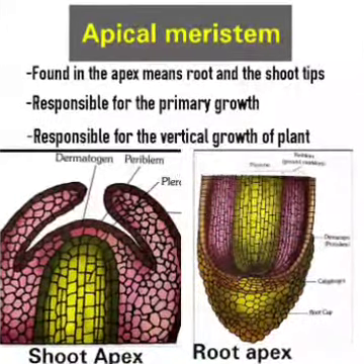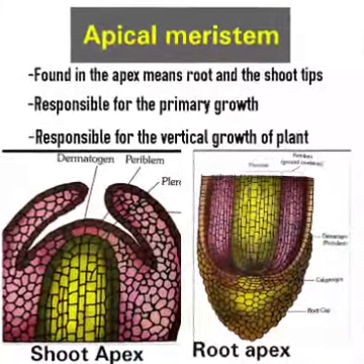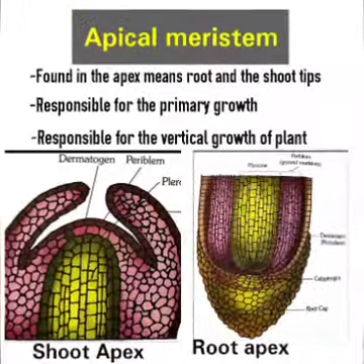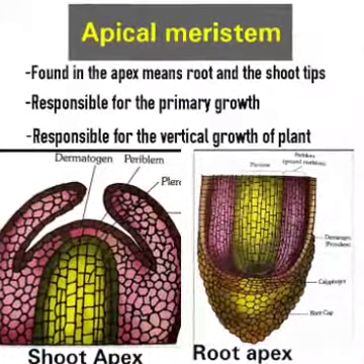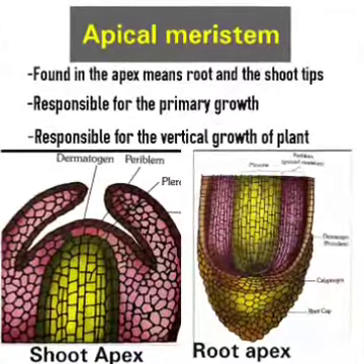Apical meristem is found at the apex, meaning the tip of the shoot and even the tip of the roots. It is responsible for vertical growth of the plant. We can also call it longitudinal growth.